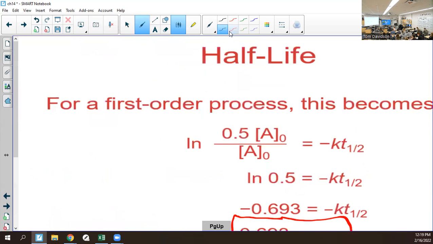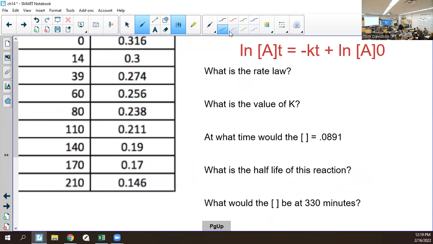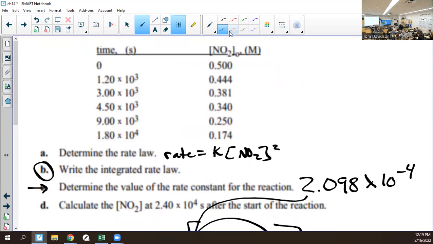Okay, I'm going to go back. Let's find one that was second order somewhere. Nope, it was this next one. So this one was second order, right? How do you know just looking here that this one was second order? The exponent, correct? Okay, so what's the half-life then?